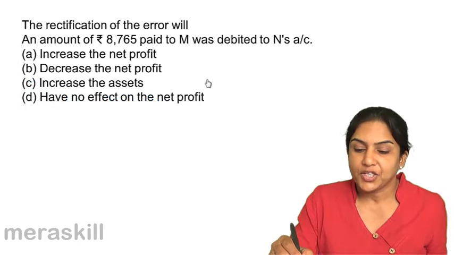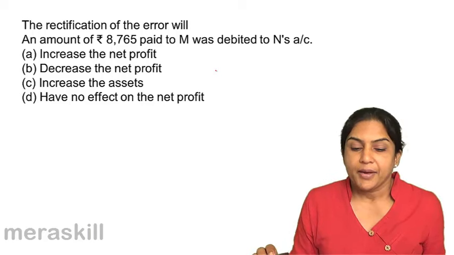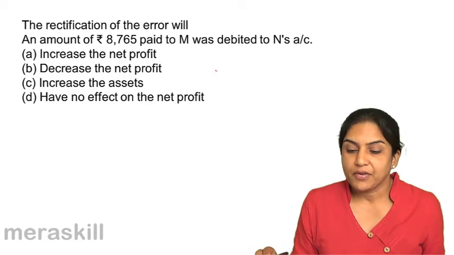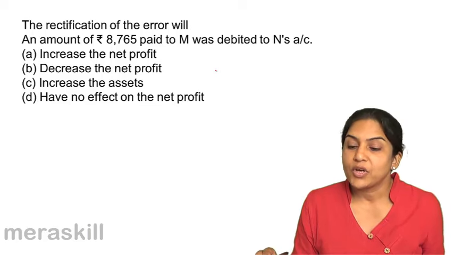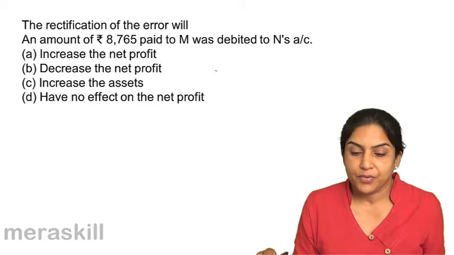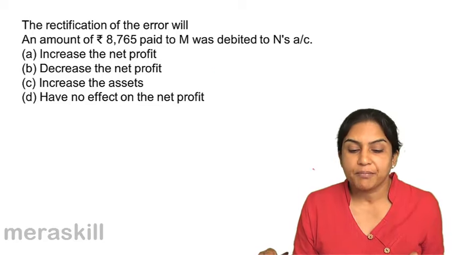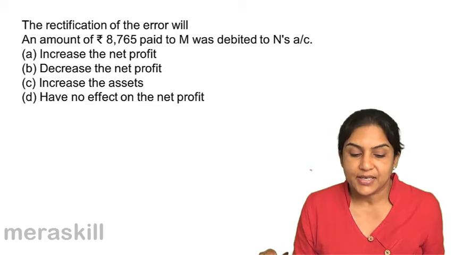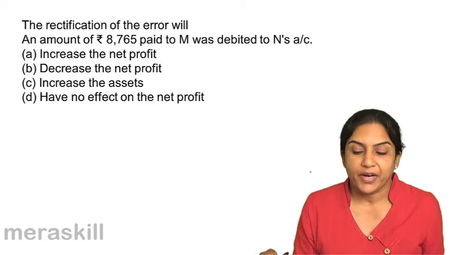The rectification of the error: an amount of 8765 paid to M was debited to N's account. A. This will increase the net profit. B. It will decrease the net profit. C. It will increase the assets. And D. It will have no effect on net profit.